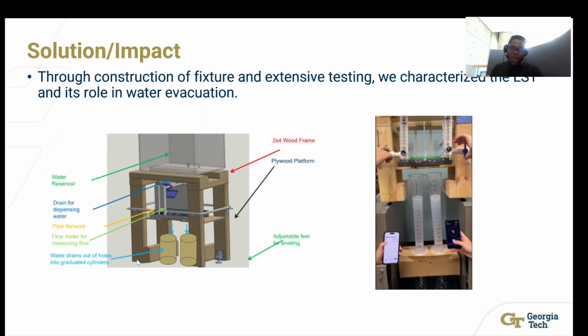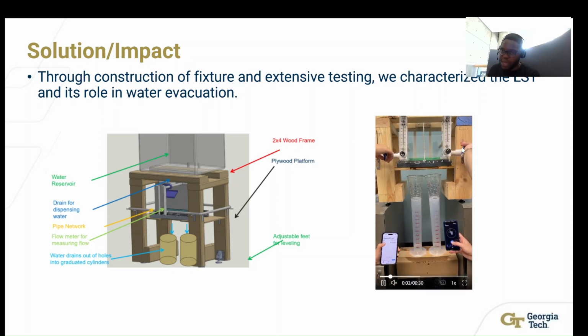to test with. We also had adjustable feet with which we could level the surfaces and make sure that our sample was leveled. And we had 2 graduated cylinders in which we were able to collect the water that was leaving the sample at the exit point. And we have a short video over here that just shows how the sample works and how our test fixture works.